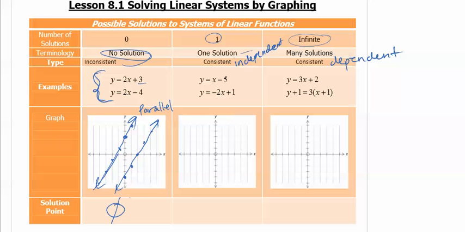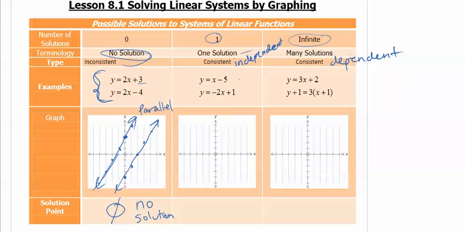So we can use this little symbol here, a big O with a line through it, to say that this system has no solution. Okay, so now let's move on to the next type of system that we have, and we call that one a one solution. So let's see why.